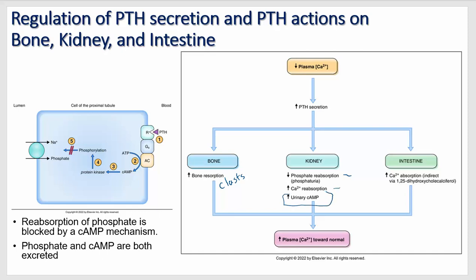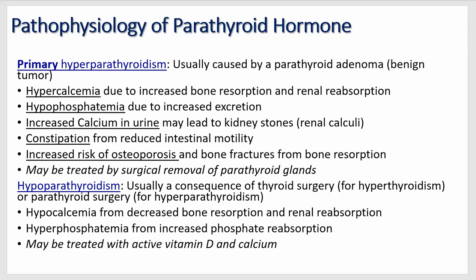And I'm not really counting this one, urinary cyclic AMP. So you're going to have an increase in urinary cyclic AMP just because the process of blocking phosphate reabsorption is going to produce cyclic AMP. Okay, and that's going to end up in the urine. So not too concerned about that, because it's just part of this process of saying, hey, phosphate, you need to leave, because the calcium just likes you too much. All right, and then the intestine, increased calcium absorption by activated vitamin D. Okay, so hopefully that makes sense.